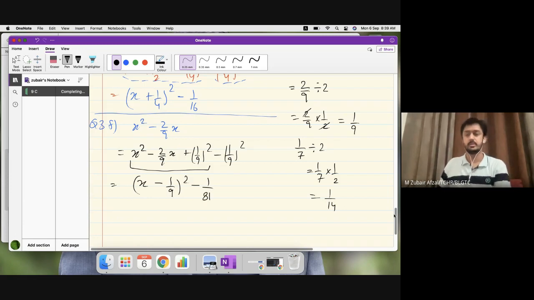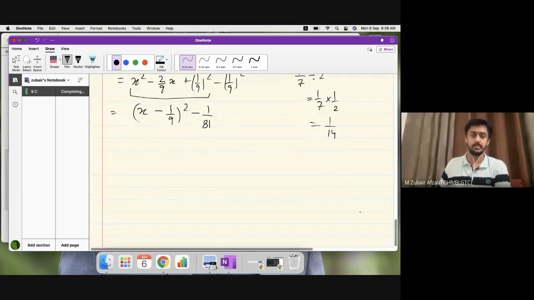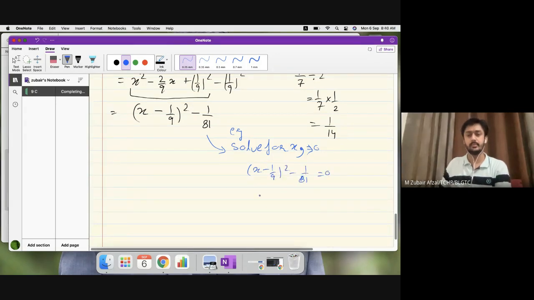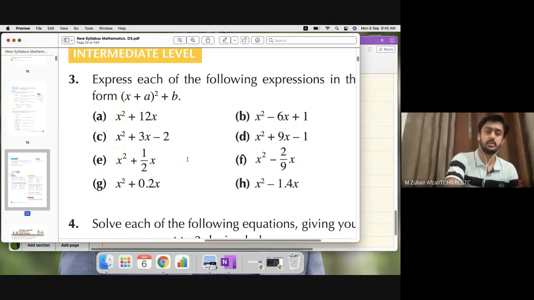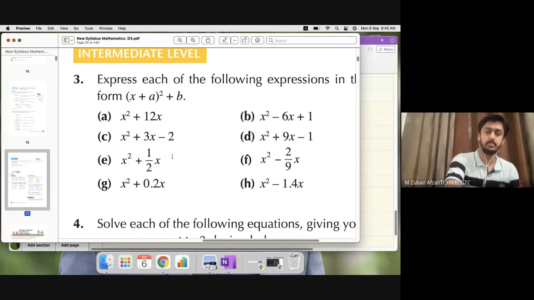So this is the completing square form. In question 3, currently it is not asking you to solve for x. For example, if it asks you to solve for x when it is equal to 0, this would look like question 2: minus 1 by 81 is equal to 0. This turns out to be (x minus 1 by 9) whole squared is equal to 1 over 81. Look at this. Now it looks like question number 2.